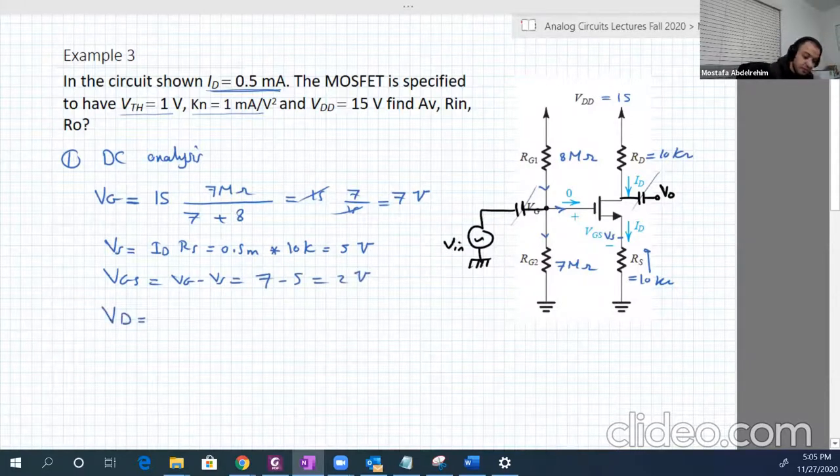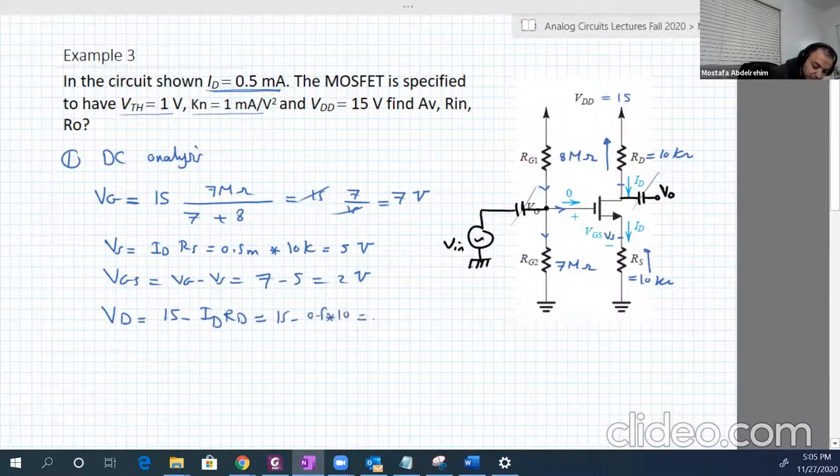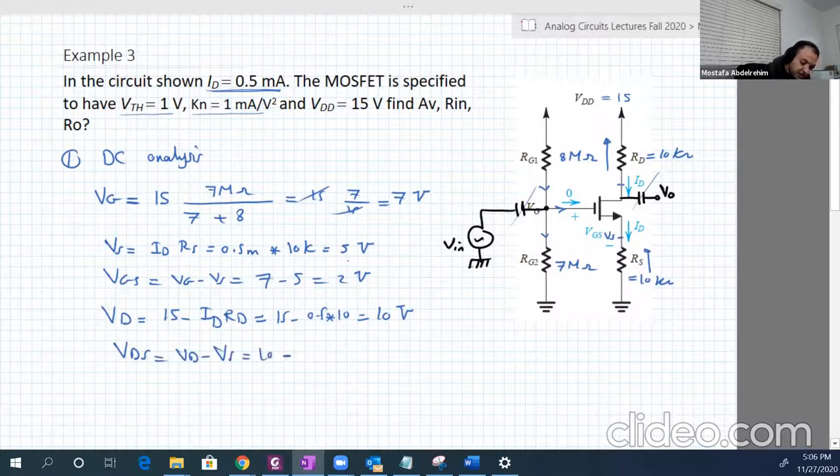VD, this point here, is equal to 15 minus the voltage drop across RD. So 15 minus ID RD. So 15 minus half and 10, this will be 10 volt, I'm sorry, or 5 volt, yeah. 5 volt. Oh, 15 minus 5 is 10. So 10 multiplied by half is 5, and 15 minus 5 is 10 volt. Okay, so VDS is equal to VD minus VS, 10 minus 5.